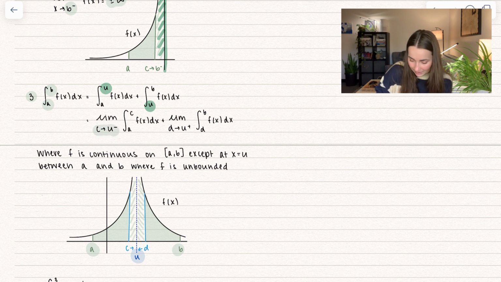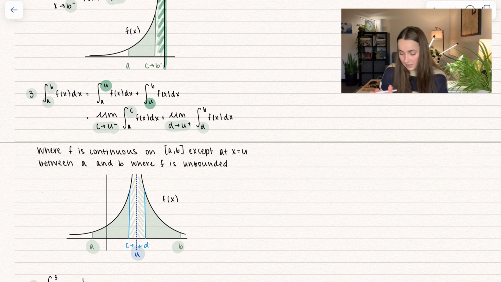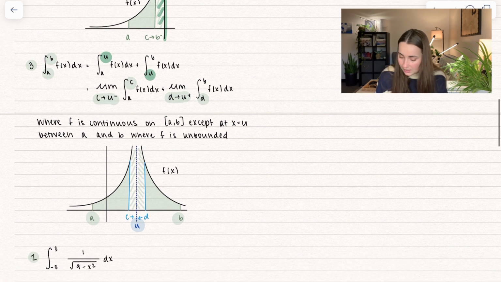So first we have the limit as c approaches u from the left side, and that's going to be our upper bound. And we also have the limit as d approaches u from the right side, and that's going to be our lower bound. And here you can use any letter. You don't have to use c, you don't have to use d, you can use any letter, right? Literally just a random one we came up with. So here we have f is continuous on a to b except at that undefined value between a and b where f is unbounded. So you can think of u also as unbounded, right?